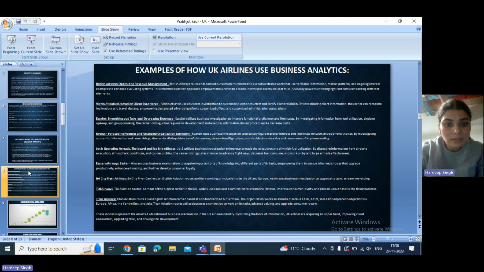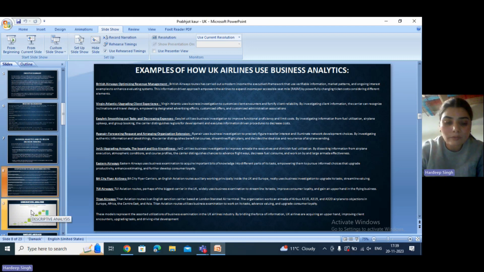And Titan Airways is an English charter carrier based at a London airport. The organization works on Airbuses, so they provide various facilities to the client. These examples represent the varied utilization of business examination in the UK air industry by harnessing the force of data. UK airlines are acquiring the best knowledge and they are providing the best to their clients.